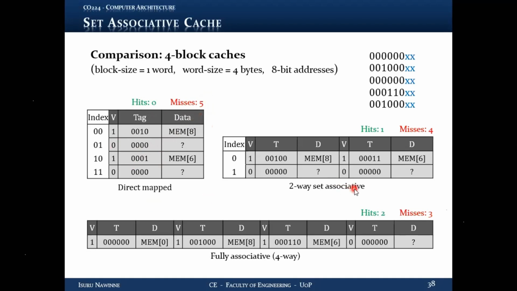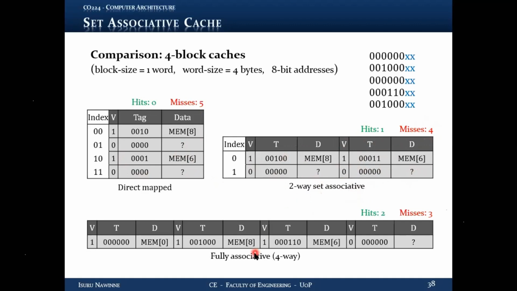And for the two-way set associative cache, the utilization was pretty much the same as the direct map cache. 2 slots were not utilized. But we had 1 hit. There were 3 cold misses and 1 conflict miss, and 1 hit. So a little better hit rate than the direct mapped cache.